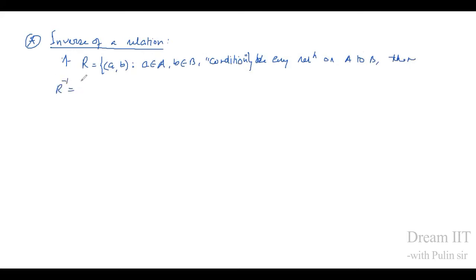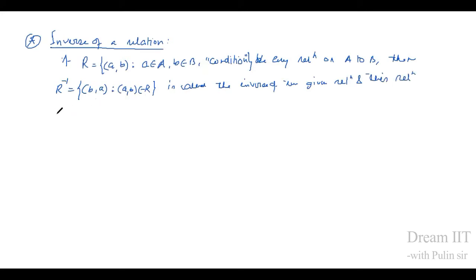R inverse will be simply what? It is the ordered pair (B, A), where (A, B) belongs to R. That means once you define R, then you can define R inverse, which is called the inverse of the given relation. This relation is from A to B, and this relation is on B to A. So this is the idea of the inverse of a relation.